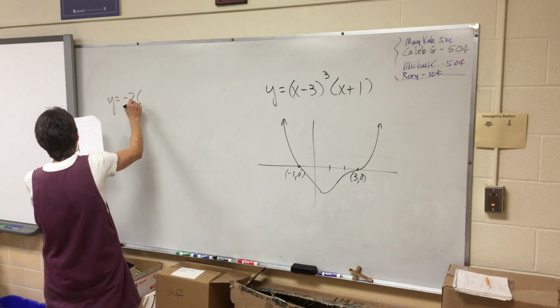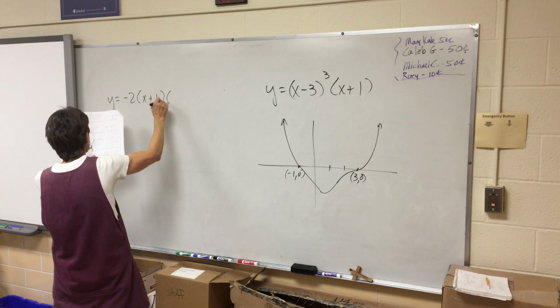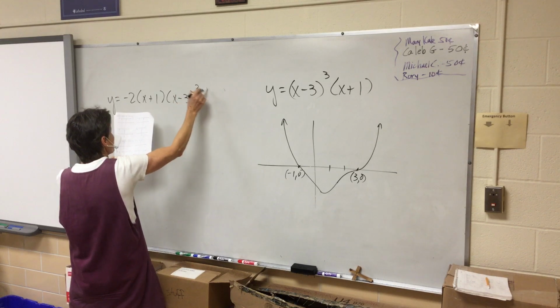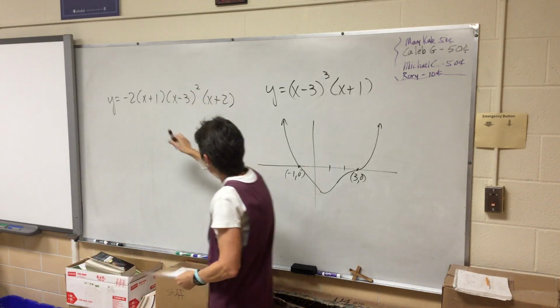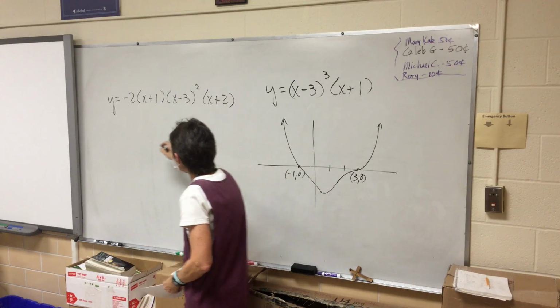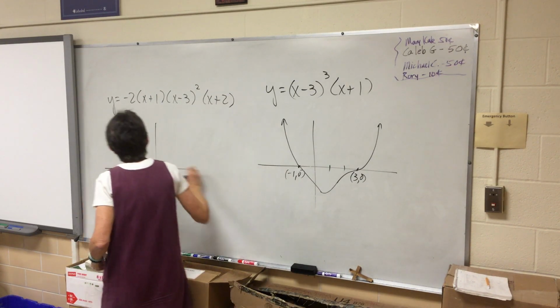You certainly do not plot the 2 because it doesn't have an X. You only plot the things with X's. So you're going to plot these 3 points. Those are the only 3 points you're plotting.